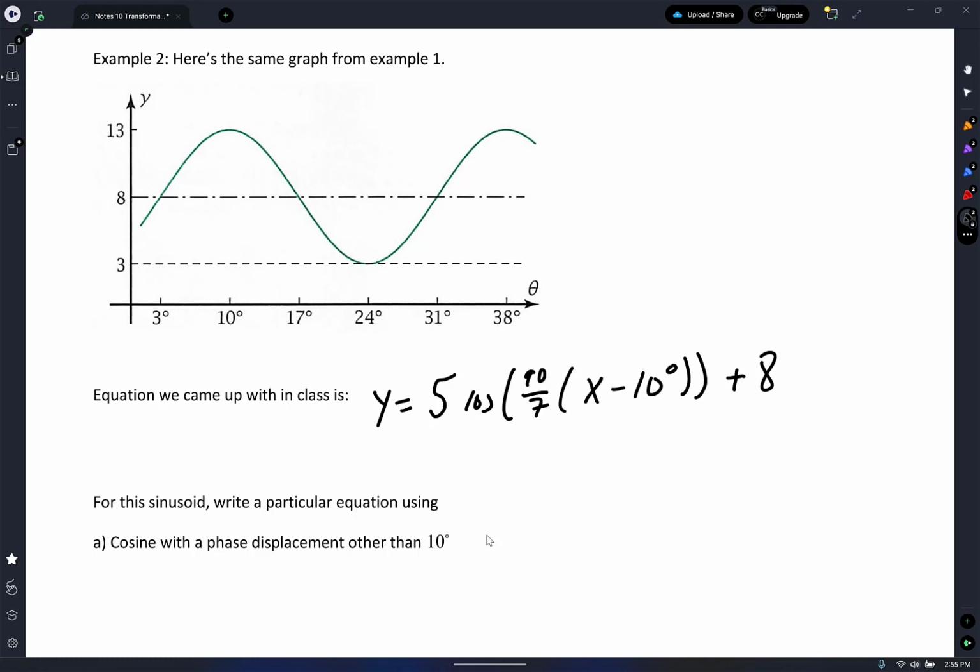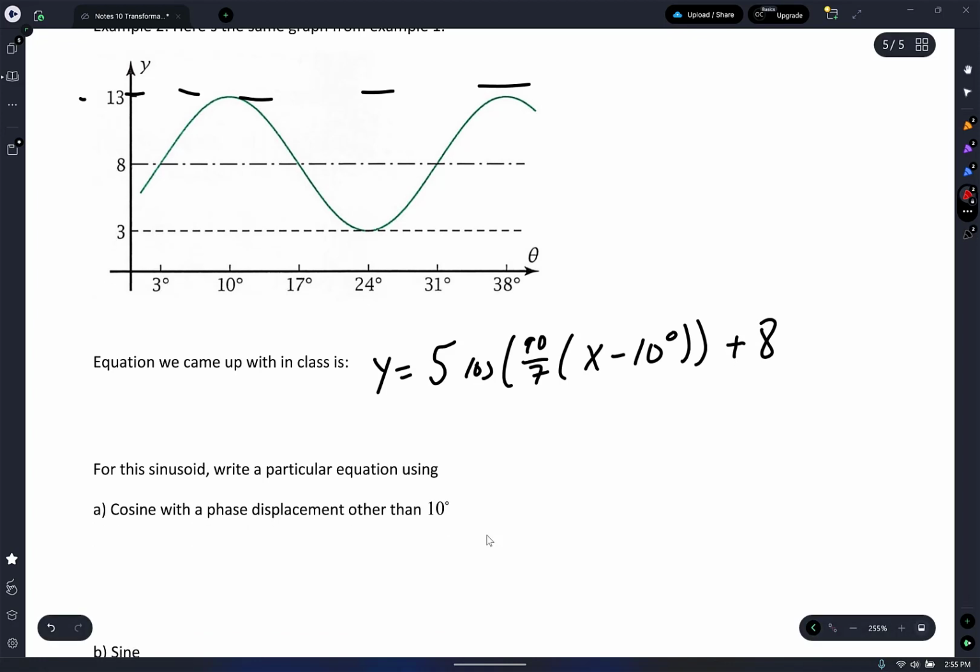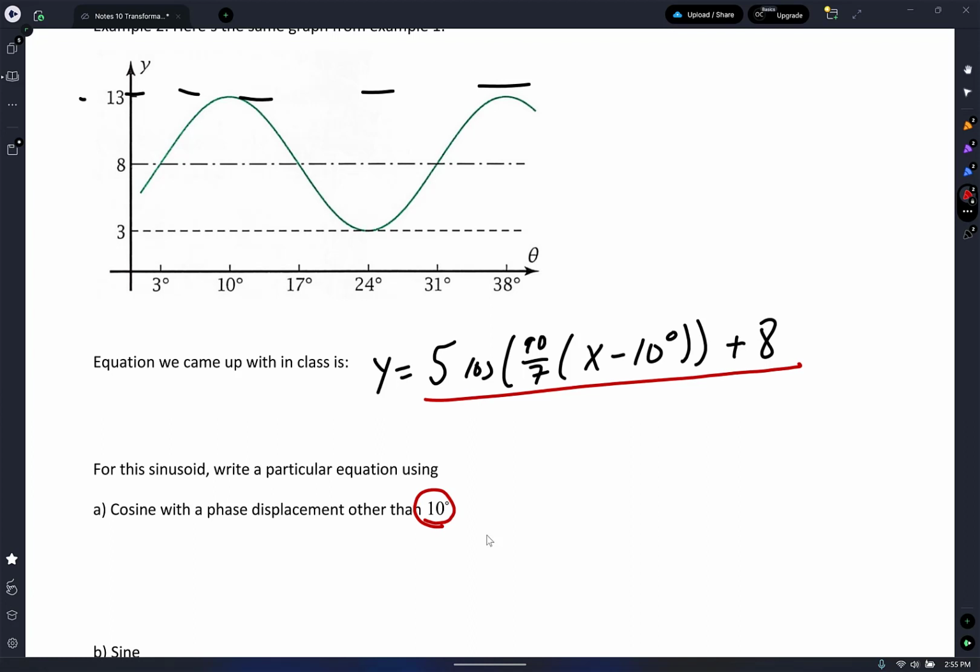It's the same graph, guys, as previous. My high is 13, my low is 3, my midline's 8, and those are the same values I got earlier. Are we okay so far? So look what it says for letter A. They want me to write a cosine with a phase displacement other than 10 degrees. So they want me to rewrite this, but with a different C value.